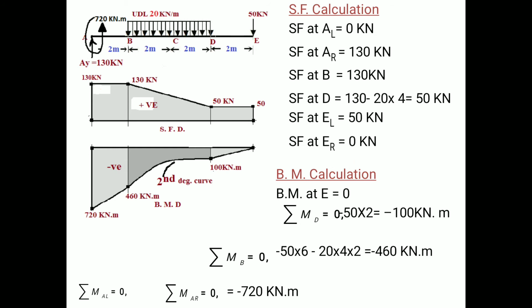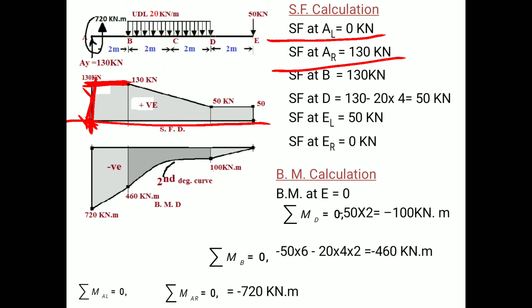So again this is the 0 line. At point A, left of A we have 0 value, therefore it will start from the 0 line. On the same point we have 130 value, therefore it will go up. From A to B, no load is acting, therefore shear force will remain constant.